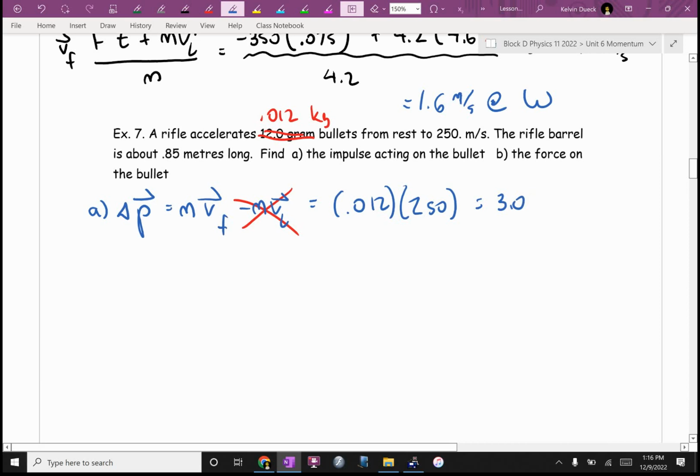Units. Yeah, change in momentum. Or I would also take Newton seconds, but I would say you really did go mass times velocity, but they're interchangeable.